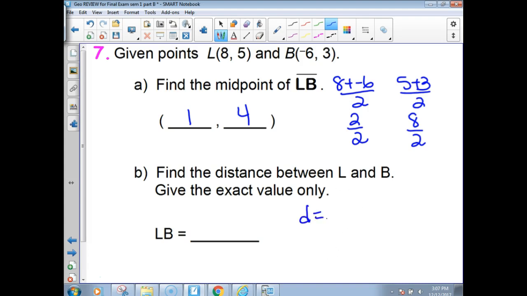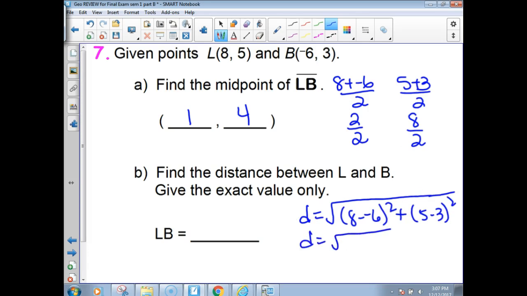Okay, the distance, the square root of. Now I'm just going to go 8 minus negative 6. You're supposed to subtract when you do distance. 5 minus 3. That gives you the square root of 14 squared plus 2 squared. And that should give you the square root of 196 plus 4, which is the square root of 200.